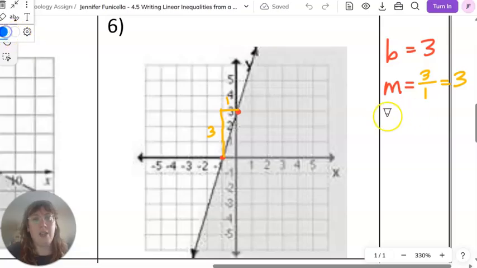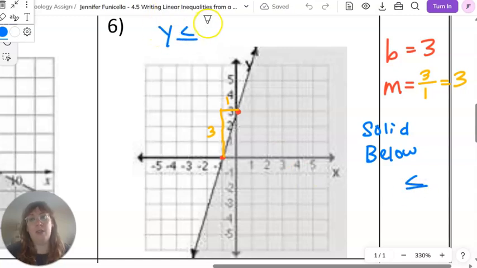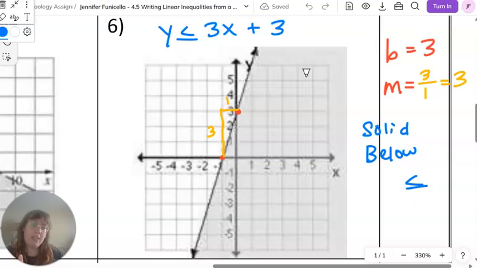This is a solid line shaded below. So this would be less than or equal to. So we have y is less than or equal to 3x plus 3. And if you're not sure, like sometimes the line like this is tricky, you can always plug in a point. For example, remember 0, 0 is a great point to plug in.